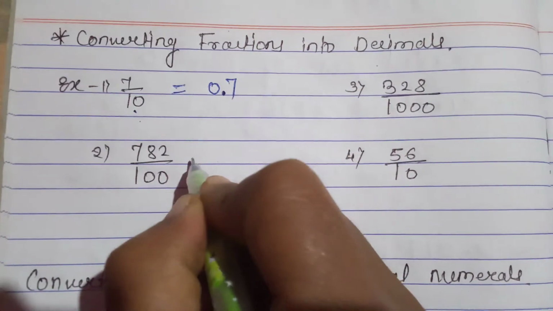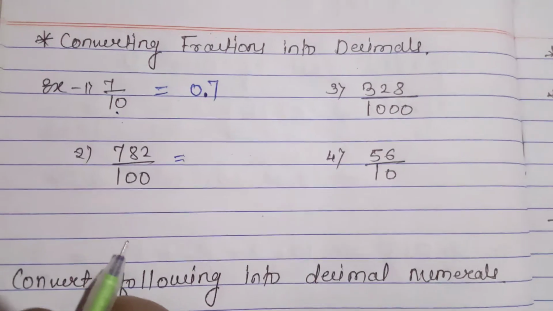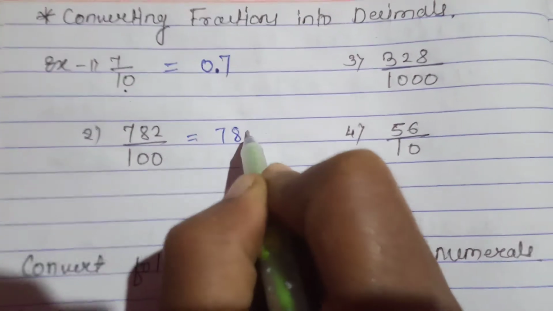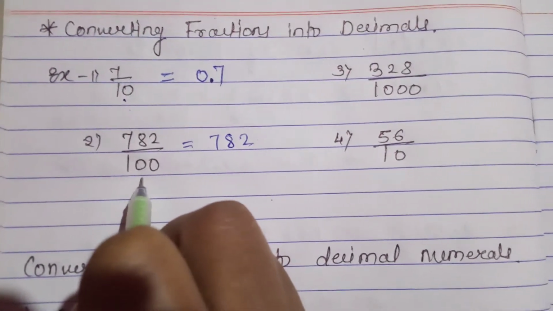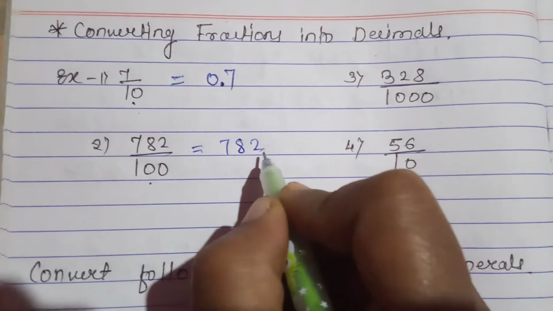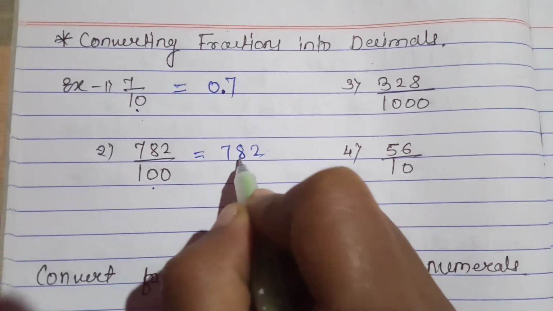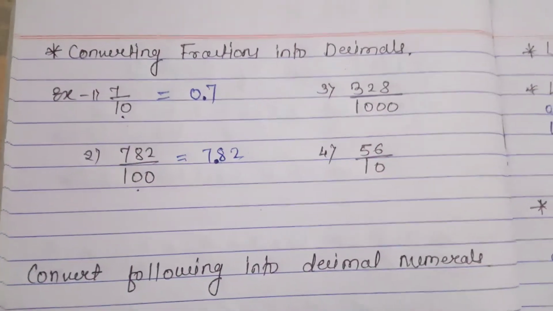Let us see the second question. The second example is 782 divided by 100. The first step is write down 782 as it is. Then count the zeros in the denominator. How many zeros are there? 2 zeros. 2 zeros means start from the right to the left. We have to count the numbers. This is the first number, second number, put the decimal point. Leave 2 numbers and put the decimal point.